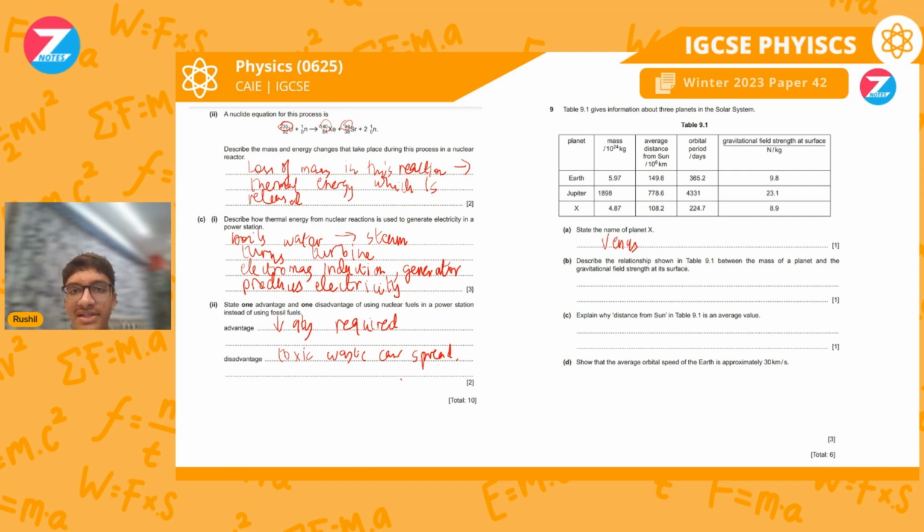Describe a relationship shown in the table between the mass of a planet and the gravitational field strength of the planet at its surface. So we can see that the mass of Venus is the lowest, then comes Earth, then comes Jupiter. If you look at the gravitational field strength, the lowest is of Venus, then Earth, then Jupiter. So you can see there's a direct relationship, so directly proportional. The more the mass, the greater the gravitational field strength.